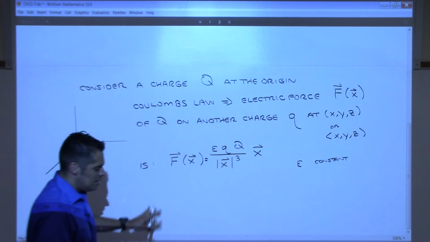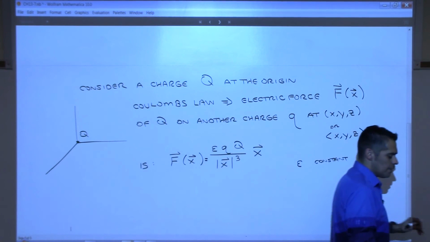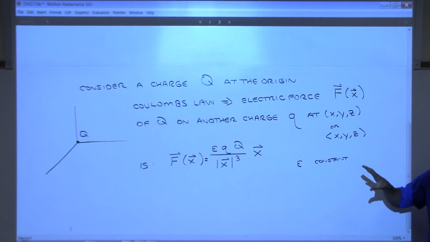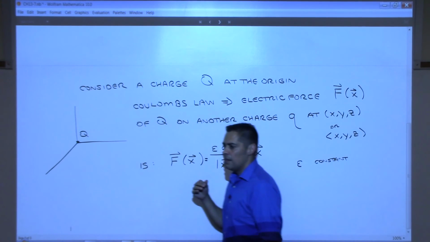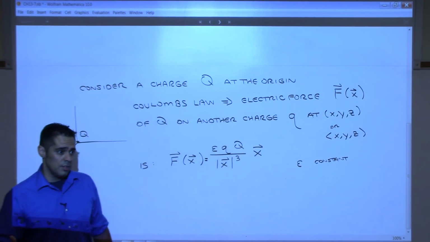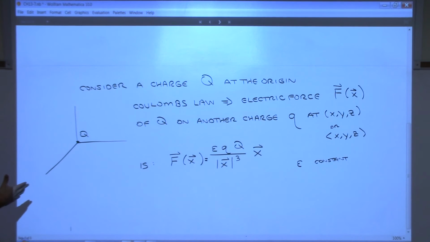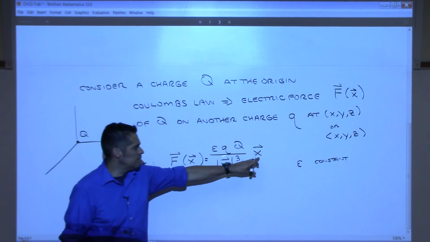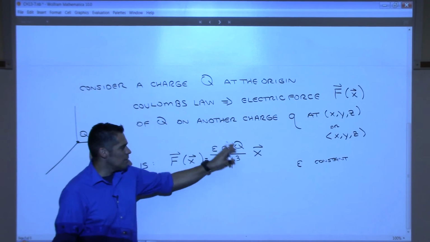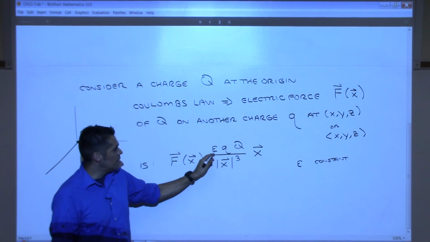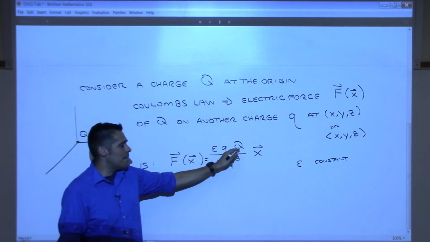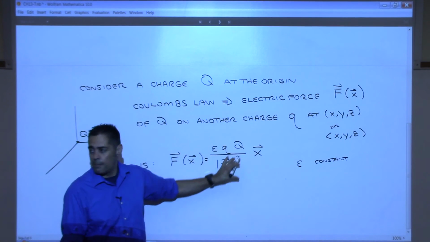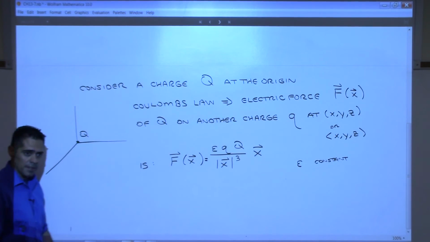So this is the electric force. But in physics, they're not interested in the electric force. They're interested in the force per unit charge. So what they do is they take this vector field. This is a vector field, isn't it? There's a vector in here. These are all numbers, aren't they? Capital Q is a charge. That's a number. This is the magnitude of a vector. That's a number. So this is all a number times a vector. So that's a vector. It's a vector field.